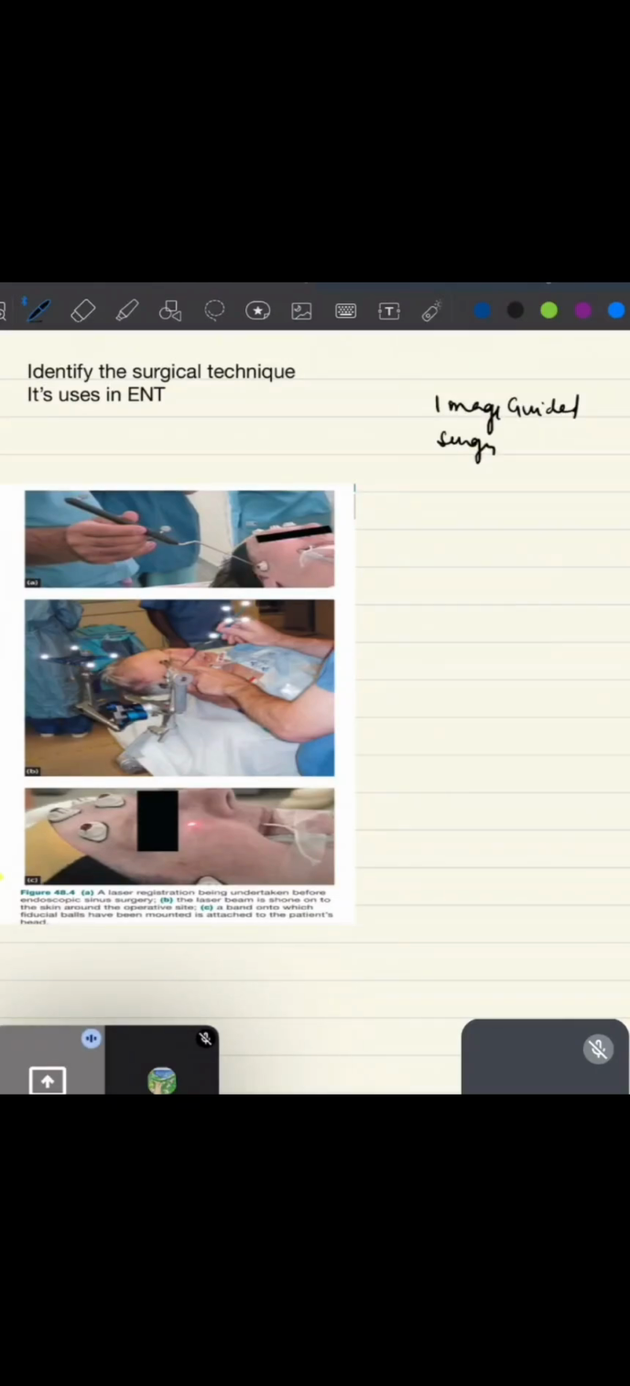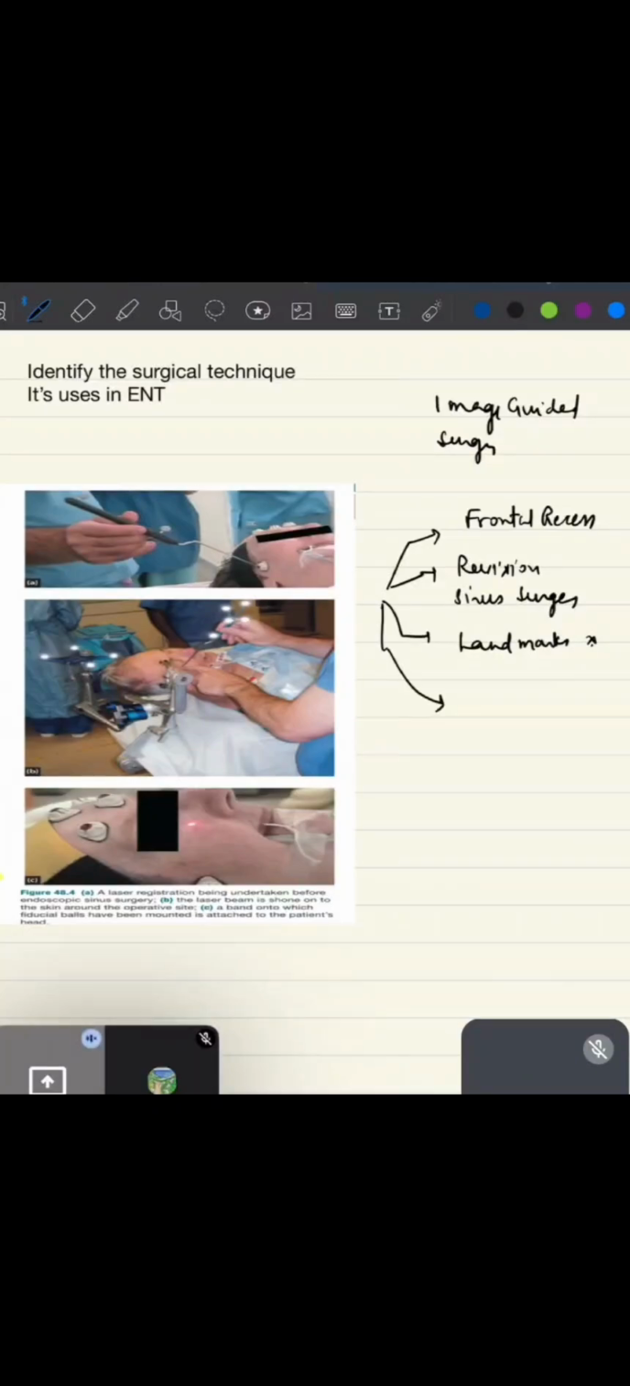Again, this image is from Scott Brown. Okay, it's used in ENT. It is used for surgery of the frontal recess, revision sinus surgeries, in surgeries where the landmarks have been lost, there are no landmarks, and then in multiple neurological surgeries.